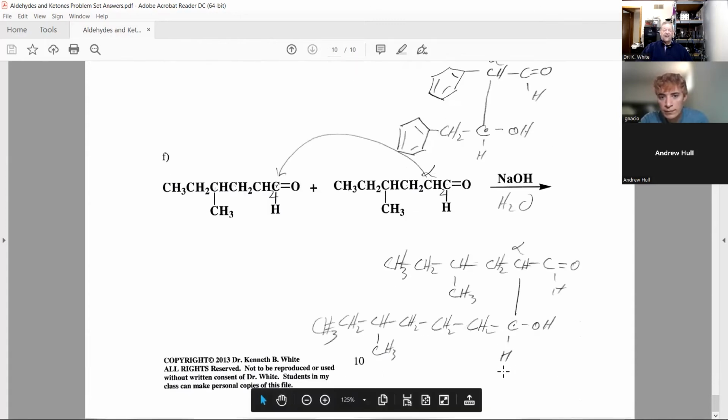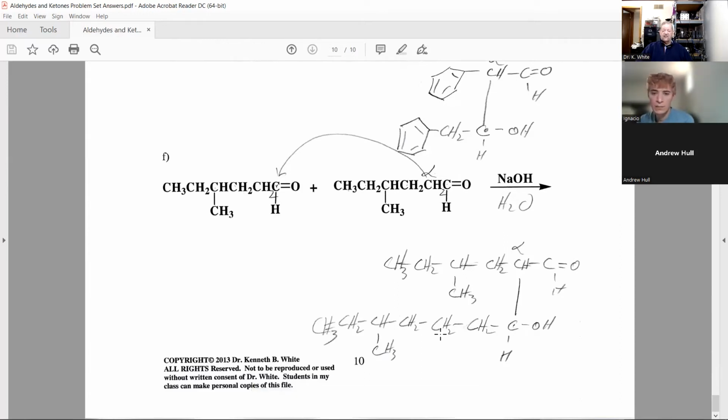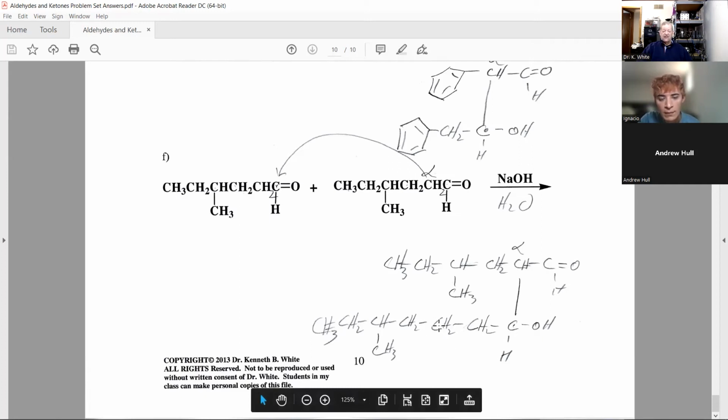Now, another mistake I caught last night in this problem F down here, there's an extra CH2. There should be only two between the methyl and this carbon with the OH. I have 1, 2, 3. So there's an extra CH2 there. Just put an X through it. It shouldn't be there.